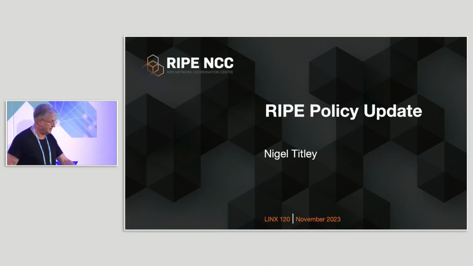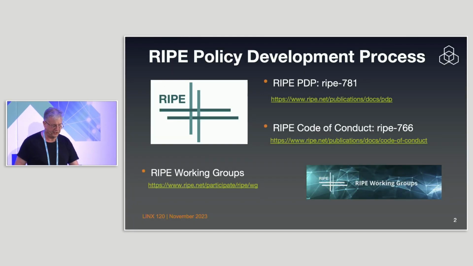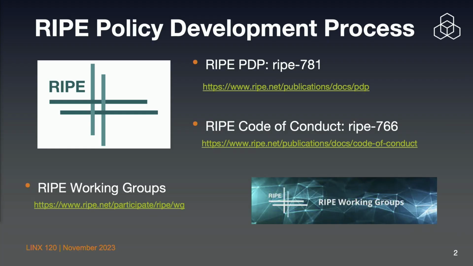Right, okay. Let's see how this works. This is the RIPE policy update. It's a lot less frenetic than it used to be. Things are very quiet. So, quick run through. This is the RIPE policy development process, the various documents that describe it, the RIPE code of conduct as well, which describes how you mustn't shout at people when you're developing process, and policy is developed through working groups, and there's some various URLs there that you can look up.